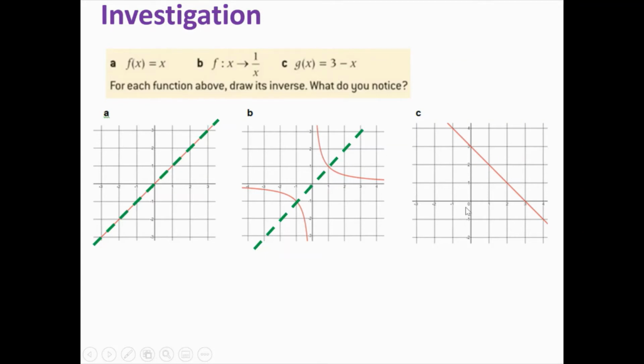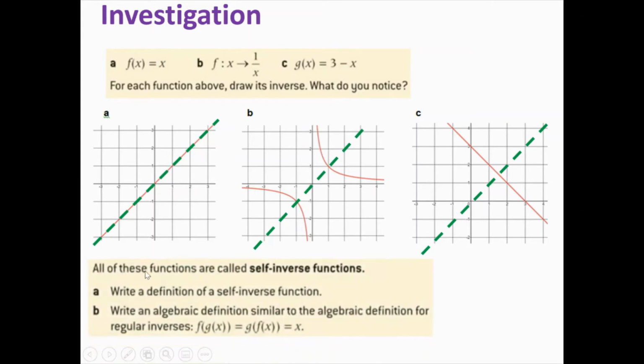How about this one here? Well, if you draw the line y equals x, you can notice that the line I was given is actually perpendicular to y equals x. And if it's perpendicular to it, and you did a mirror image, you flipped this red line across the mirror, since it's perpendicular, it will just flip onto itself on both sides. So in all three cases, the inverse is the same as the original. That happens sometimes. It's rare, but those are called self-inverses. So all of these are called self-inverse functions, which means they are inverses of themselves.